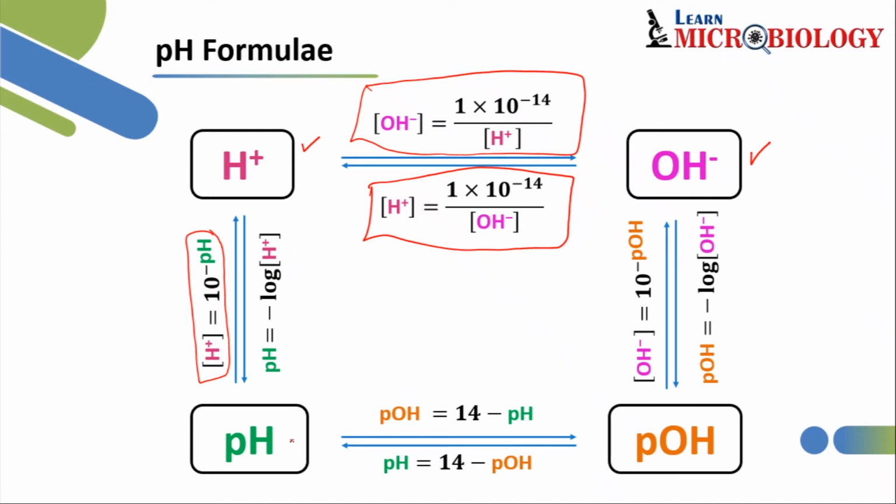Here as well, if pH is provided and you need to find out the pOH, then use the above formula, and in case you want to find out pH from pOH, use this formula. So that is how you will use this pH chart.